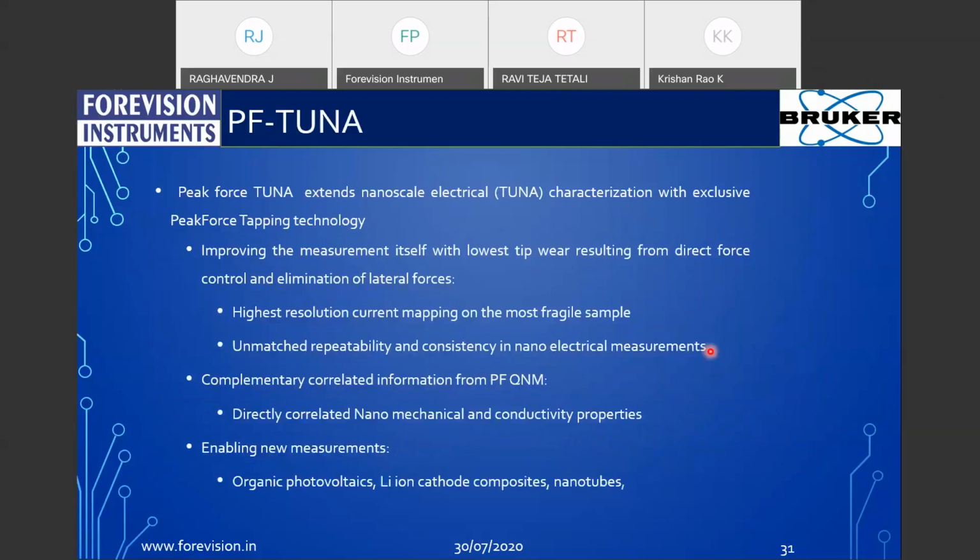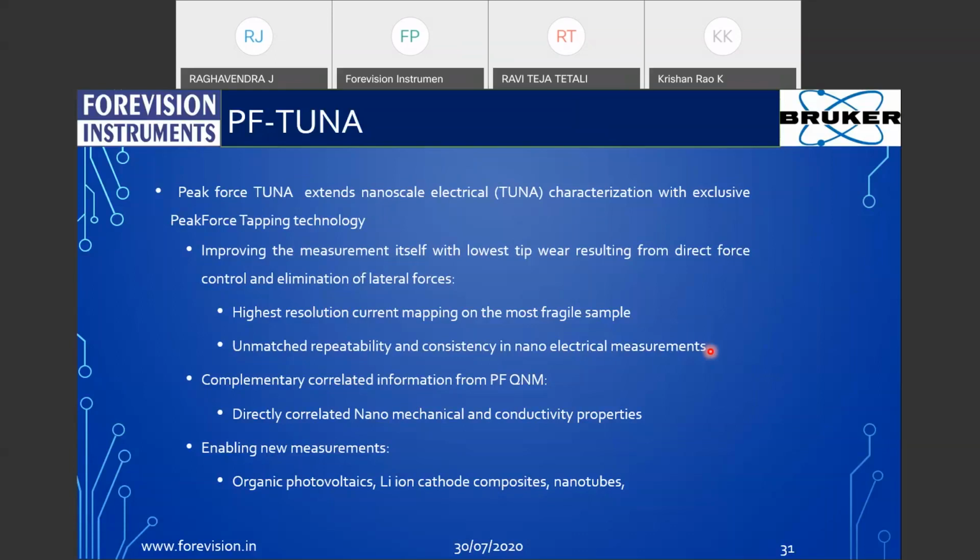Then we will go to the peak force TUNA, where our sensitivity regime goes down further to femtoamps. Earlier with TUNA we could go up to nanoamps. Here we can go down to sensitivities of femtoamps, or measurabilities of picoamps. Peak force TUNA extends the nanoelectrical characterizations, and it also enables us to measure the highest resolution current mappings for the most fragile samples.